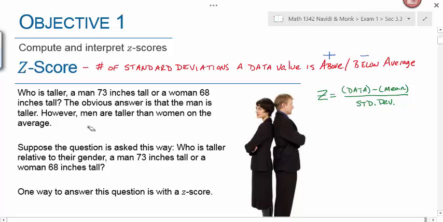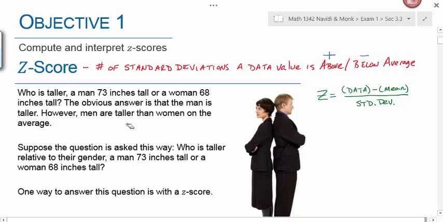It says, who is taller? A man 73 inches tall or a woman 68 inches tall? The obvious answer is that the man is taller, just at face value. However, men are taller than women on average. Suppose the question is asked then, who is taller relative to their gender? A man who is 73 inches tall or a woman who is 68 inches tall? Do you see how that question's different?